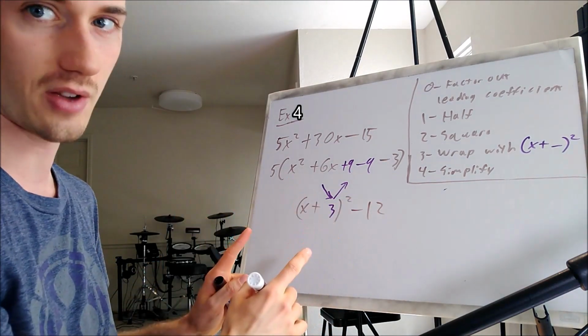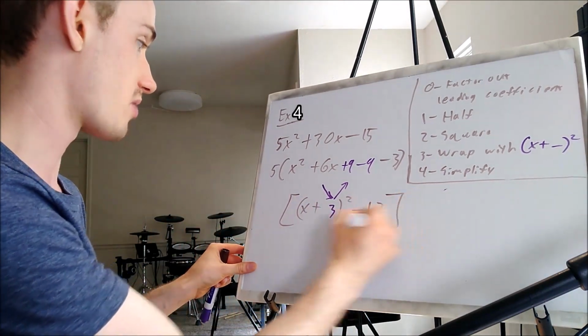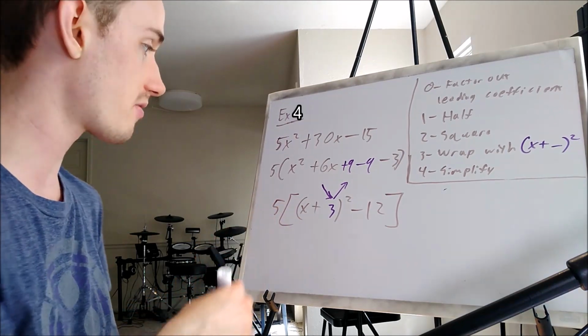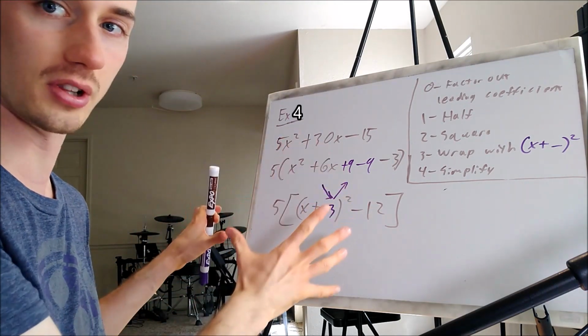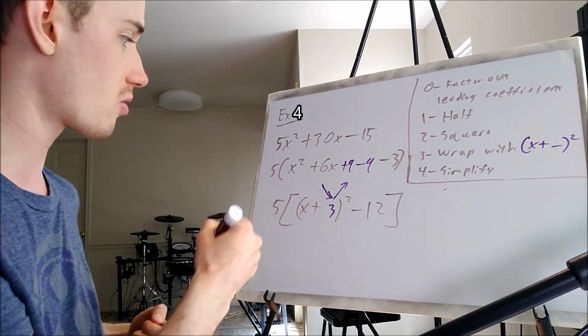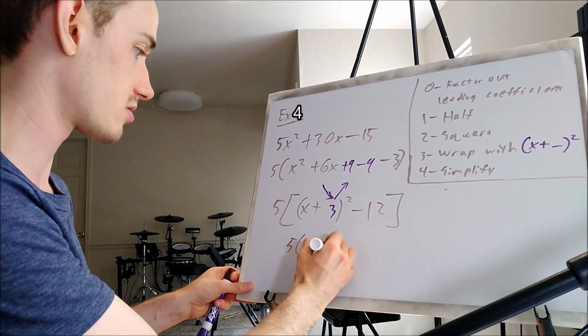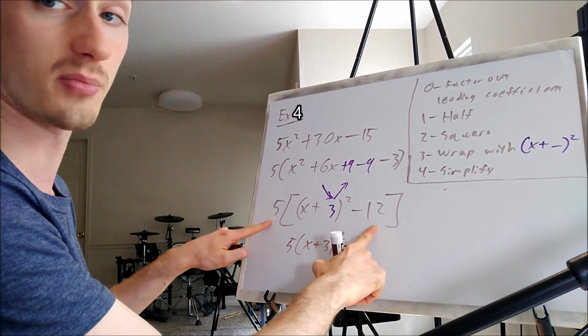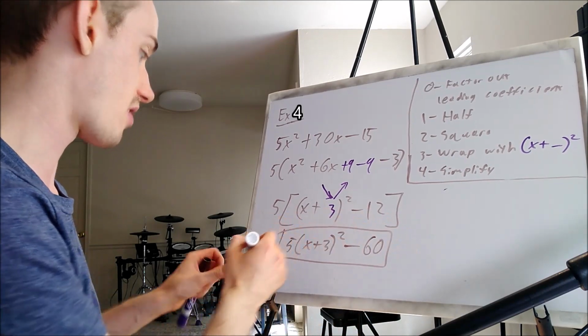And then one last thing we have to take care of, we can't forget about this 5 out here. So I'm going to put these brackets around everything and say just times 5. We're almost done. There's one more thing I want to do. I don't like this multi-layered brackets thing going on, so I'm just going to distribute the 5 in there. So I've got 5 times x plus 3 squared minus 12 times 5 is 60. So then that would be my final answer there.